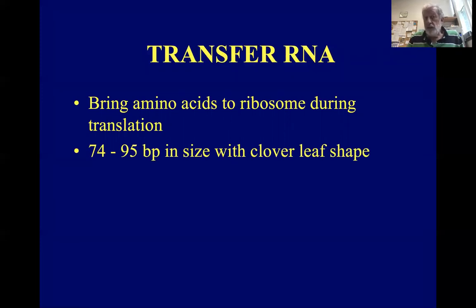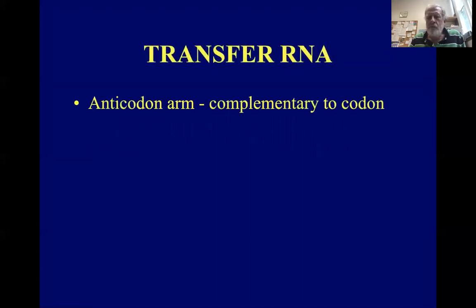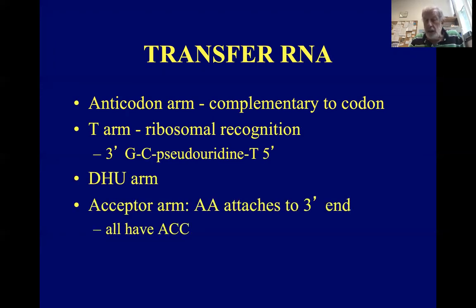These molecules are 74 to 95 base pairs long and have a cloverleaf shape, at least in 2-dimensional representations. And tRNA genes can occur in clusters or scattered about the genome. There are many copies of them in eukaryotes in particular. They have an anticodon arm, which is complementary to the codon in the messenger RNA, a T arm for ribosomal recognition, another DHU arm, and then an acceptor arm, which is the 3' end of the molecule, and that's where the amino acid attaches. To date, all sequenced have the sequence ACC at that 3' end or acceptor arm.